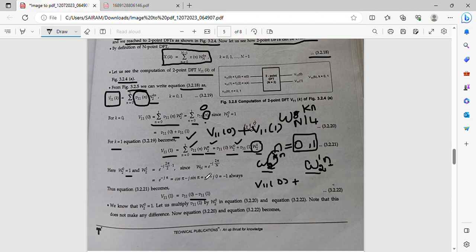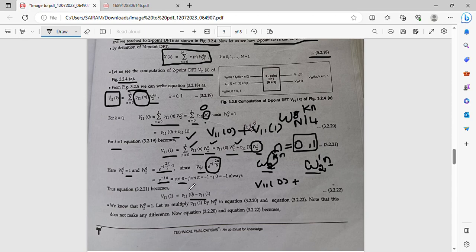Omega 2 to the power of 1 is e to the power of minus j 2 pi by 2 into 1, which is e to the power of minus j 2 pi by N is equal to omega N. So I get e to the power of minus j pi.